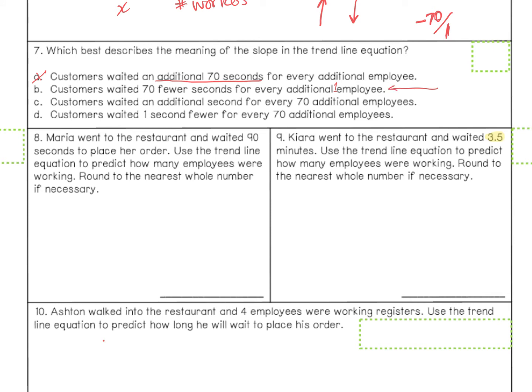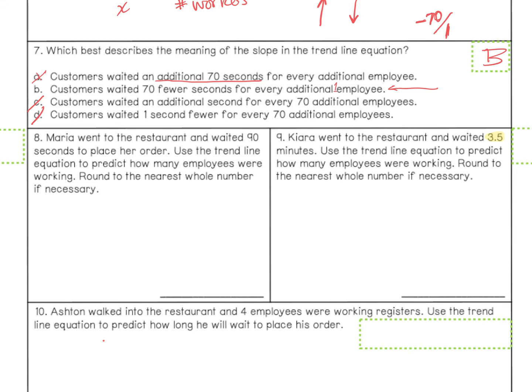Let's look at C. Customers waited an additional second for every 70 additional employees. First of all, that makes no sense at all. If you have 70 more employees, are the customers going to wait longer? No. And what store has 70 registers? Nowhere I know of. Not even Walmart. Choice D, customers waited 1 second fewer for every 70 additional employees. Well, if there's 70 more employees, I'm guessing the wait time's going to go down by more than 1 second. Don't you think? So it's not D. The only choice that made sense was B.